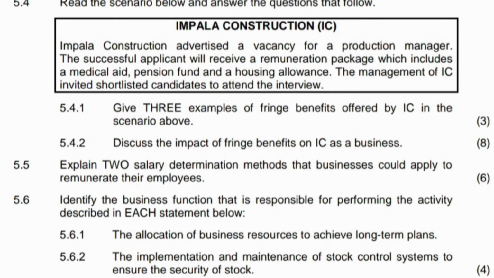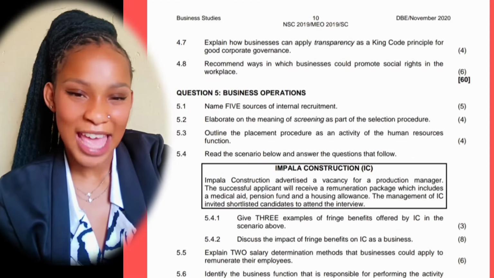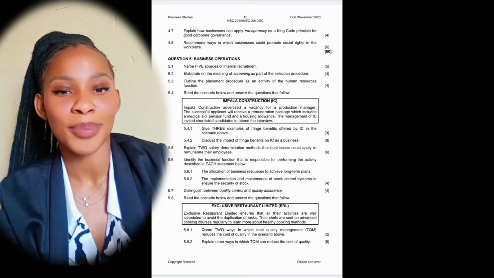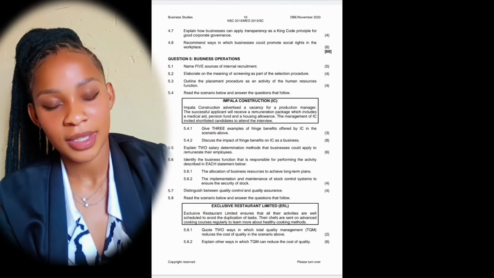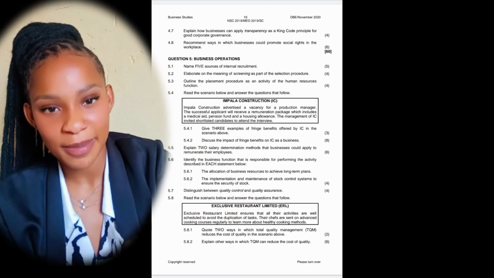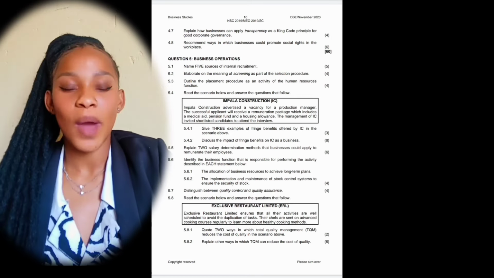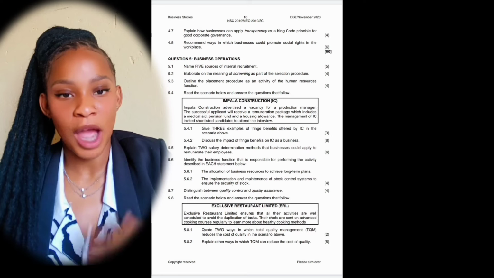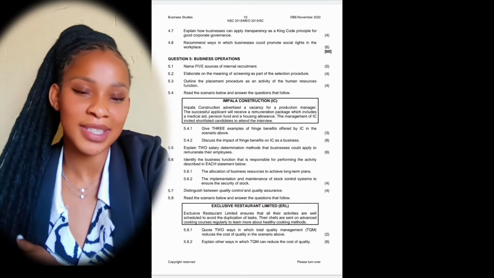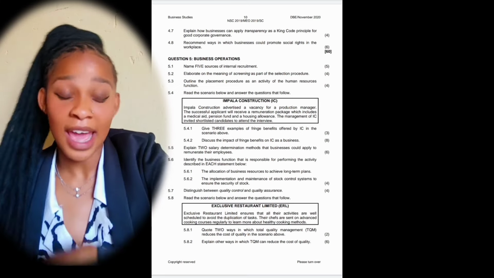When talking about fringe benefits, they are also called employee benefits. The purpose of fringe benefits or employee benefits is to attract, to recruit, and to retain. When I say to retain, I mean to keep the best employees. Examples of fringe benefits are housing subsidies, wellness centers, childcare facilities, medical aid, pension fund, and so on.